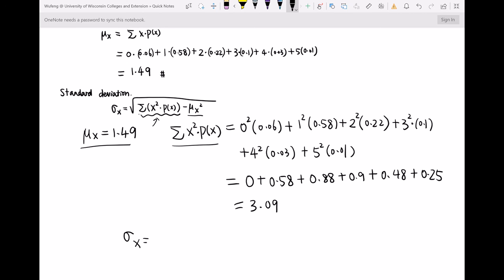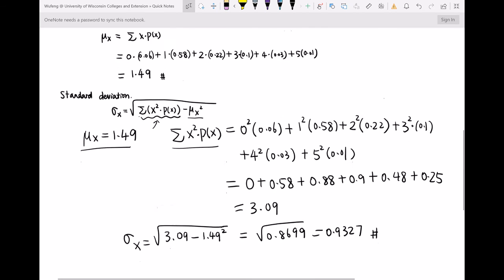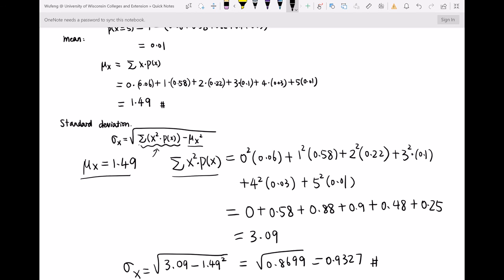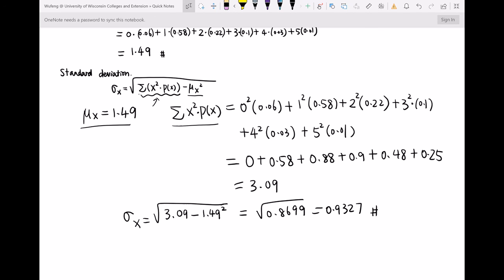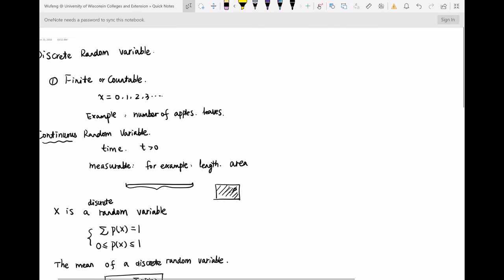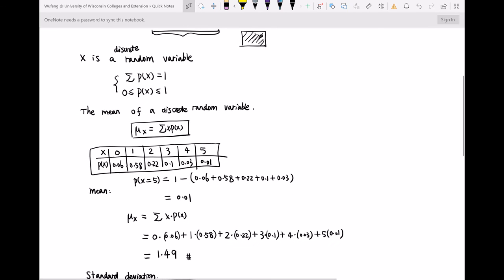So the standard deviation equals the square root of 3.09 minus 1.49 squared. The answer is the square root of 0.8699, which is 0.9327. This is the standard deviation for the previous probability distribution. So first you find the mean value, and then you find the standard deviation of the random variable of the probability distribution. That is how you find the mean value and standard deviation of a probability distribution. This is the example.